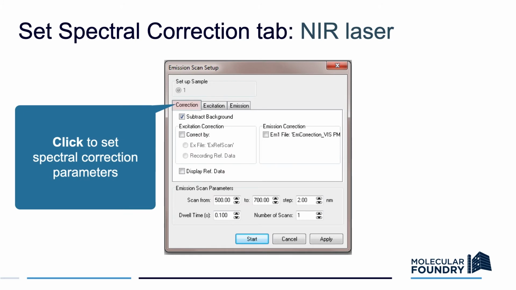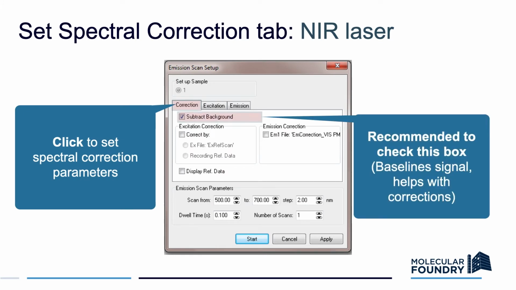Click on the Correction tab to set the spectral correction parameters. Here it's recommended that you check the Subtract Background box. This baselines the signal to a dark reference.